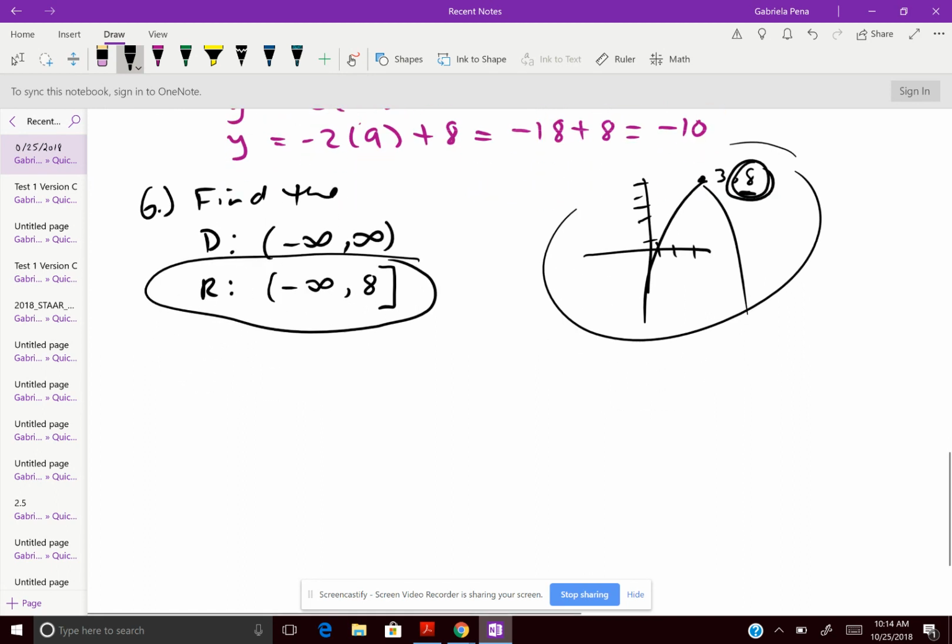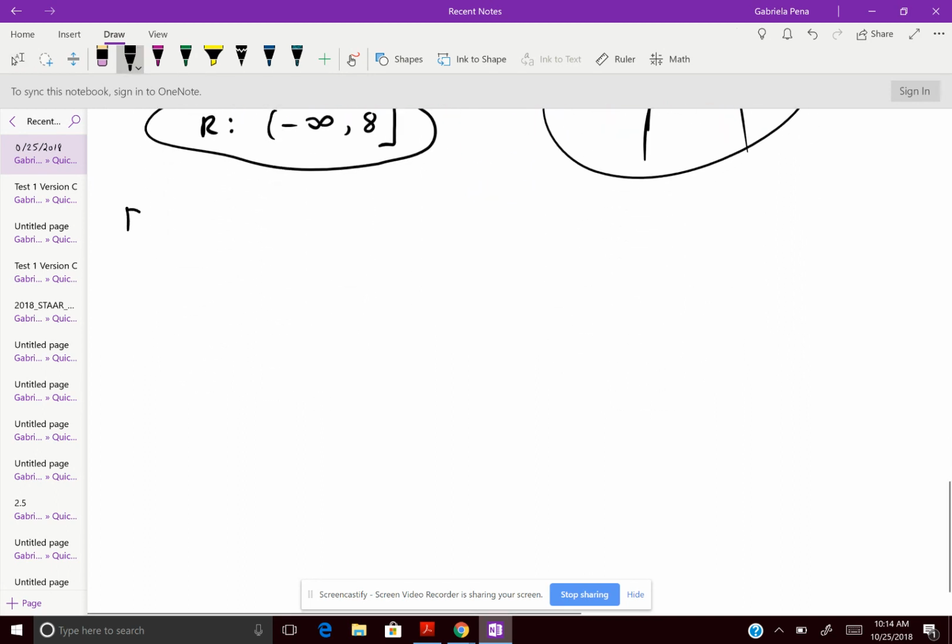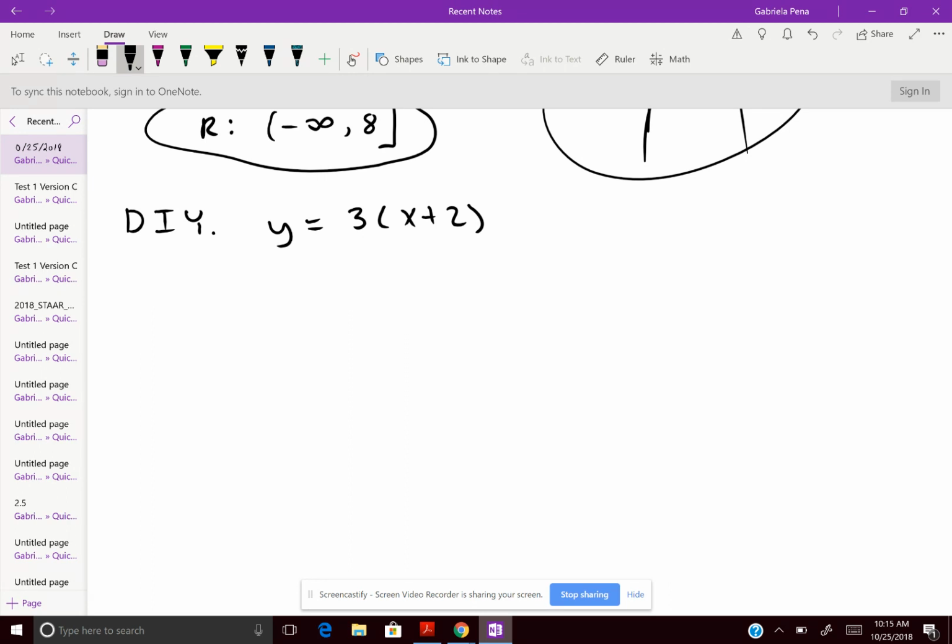Yes? Great. I'm glad. Because now you have to do one on your own. Yay. Yeah, I know. You guys are so excited. So do this one, and you're doing all parts to it. So y equals 3 parentheses x plus 2 squared minus 12.